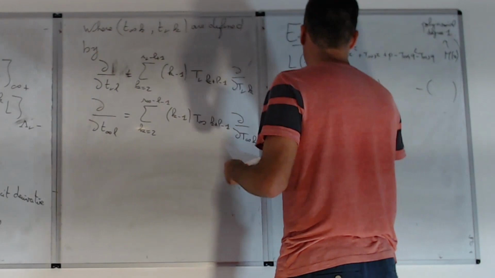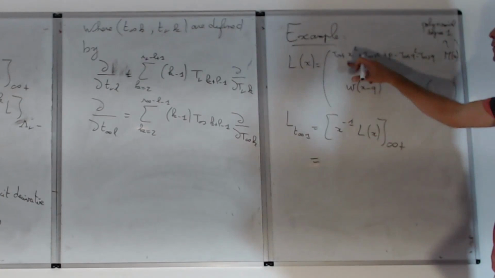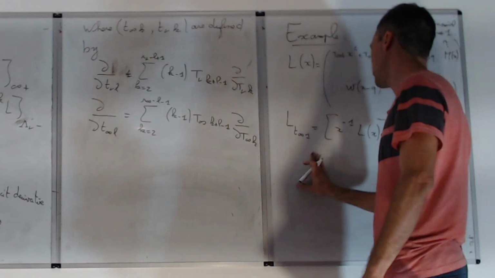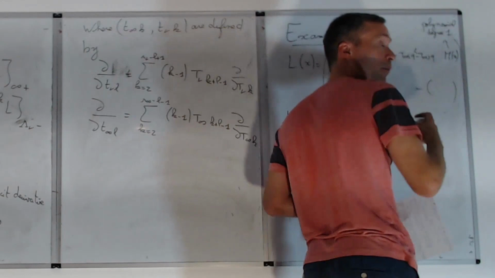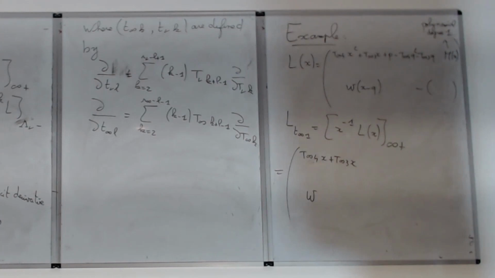What is it? Well, if you multiply by x minus 1, it just lowers the degree by 1. So only these two terms will survive, and you get t infinity 4x plus t infinity 3x. Here there's only w. And in the M of x, polynomial of degree one, if you divide by x and take the polynomial part, only the term proportional to x survives. And this is fine because it was a not too bad one, so we can write it down completely.